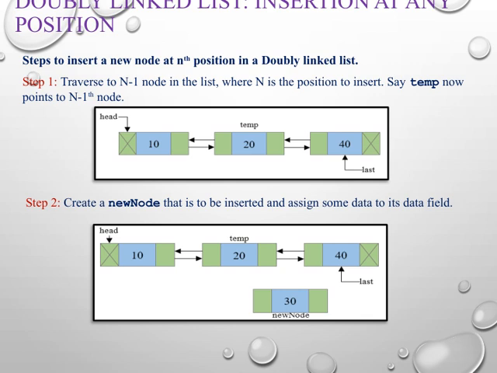Remember, the key here is understanding that inserting at a specific position involves carefully navigating to the correct spot and then adjusting the pointers so everything remains connected properly. This process highlights the flexibility of doubly linked lists. They allow insertion anywhere, not just at the beginning or end. Connecting this to the overall theme, mastering these steps makes our data structures more dynamic and adaptable to different scenarios.